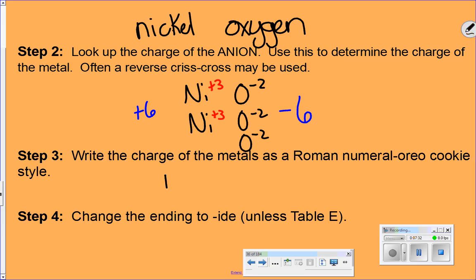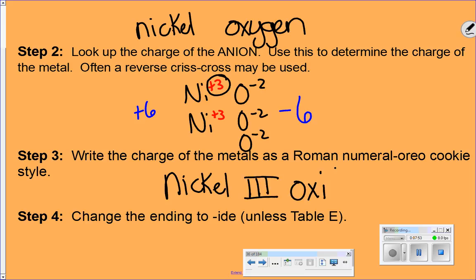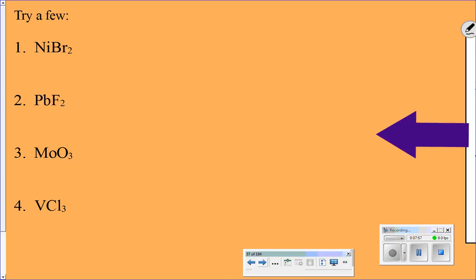So we're going to write nickel. Each of these is plus 3. We don't use the plus 6 to write our Roman numeral. That's just kind of an accounting thing to help us with the charges. But the plus 6 is not the charge of each nickel. We want to tell the charge of each nickel, which is 3. And oxygen becomes oxide. So here are a few for you to try. Pause the video and give them a chance.